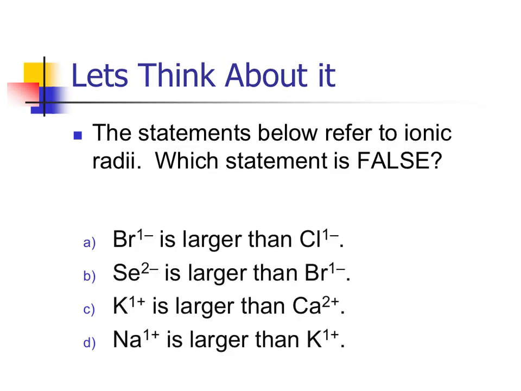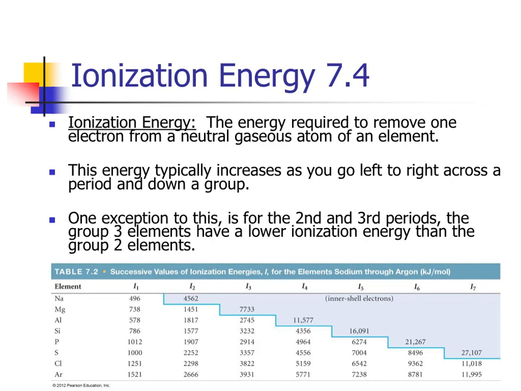So based on that information, let's think about that. The statements below, which one is false? Ionization energy is the energy required to remove an electron. That's because they don't just randomly fall off. You're not like, oops, I lost one. That doesn't happen. You need to pull one away.